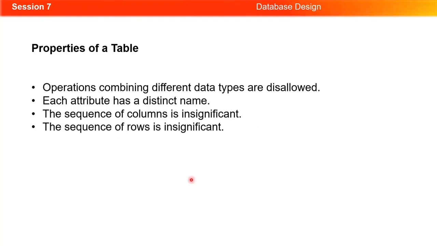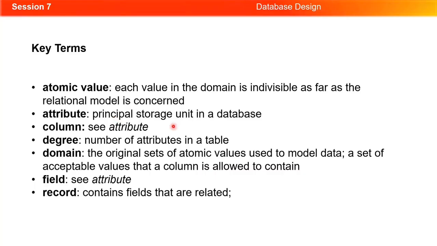Also, the sequence of rows is insignificant. Rows can be sorted in any way that the application or the user needs. And some key terms. Atomic value: each value in the domain is indivisible as far as the relational model is concerned. Attribute is a principal storage unit in the database and helps to describe the data in the table. A column contains attribute data.